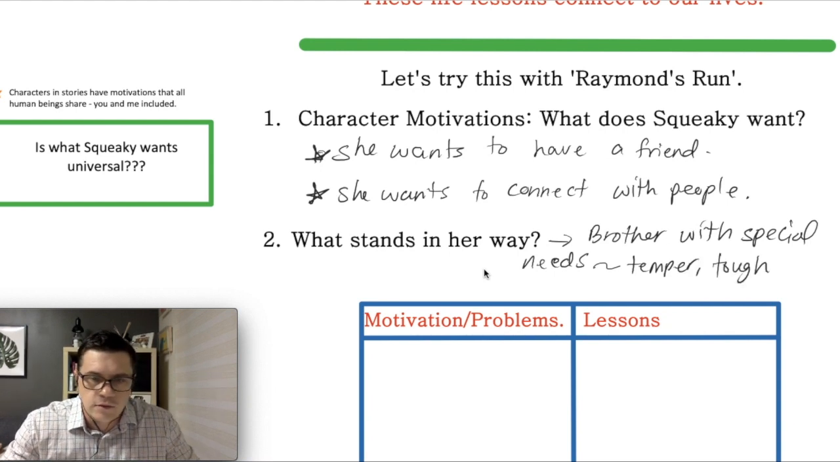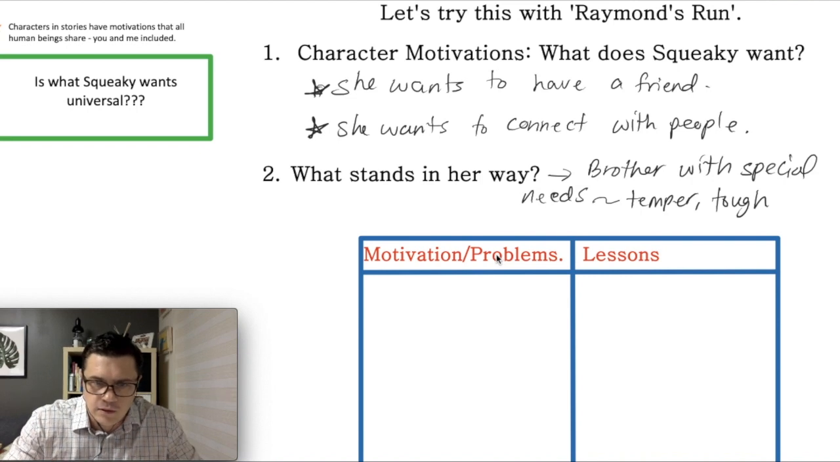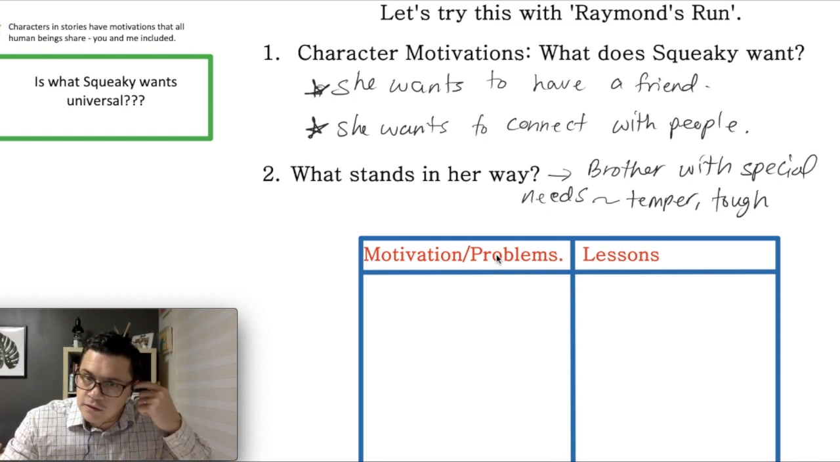Okay, so for the obstacle that Squeaky faces, I identified her brother. Her brother Raymond has special needs, and through the story we saw that her desire to protect him and to feel like a good sister forced her to put this wall around herself, and that's one of the things that kept her from making friends. Okay, so that's the obstacle she faces.